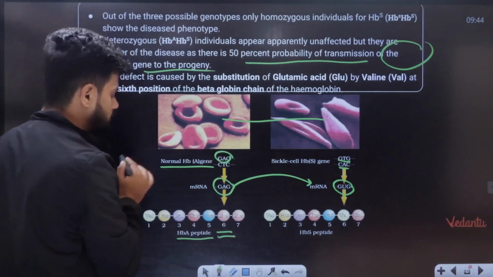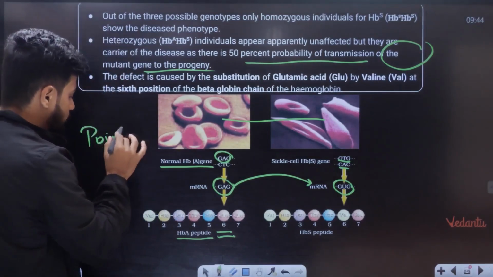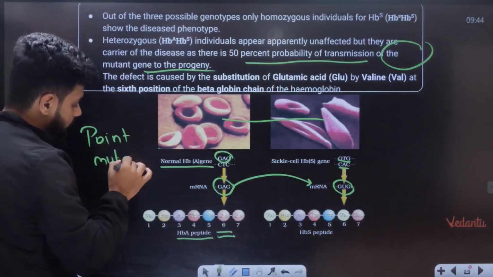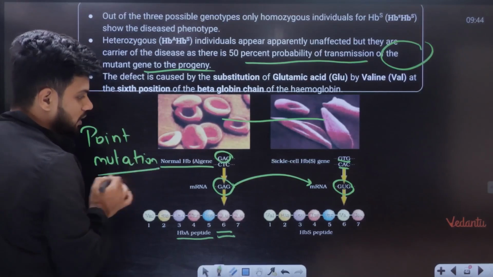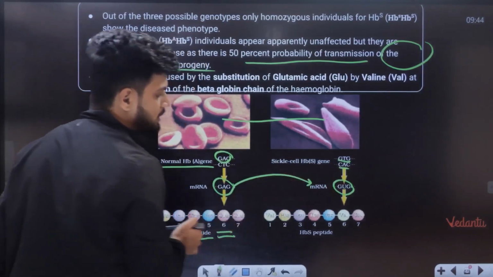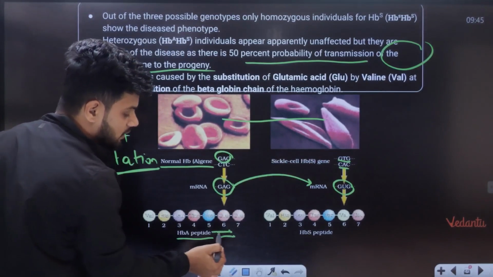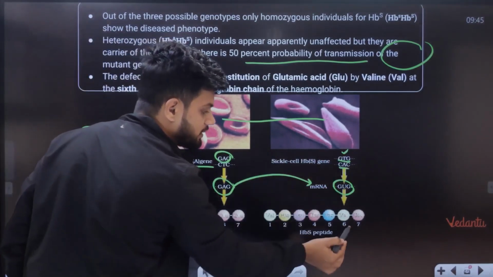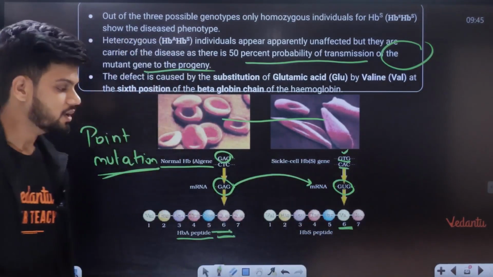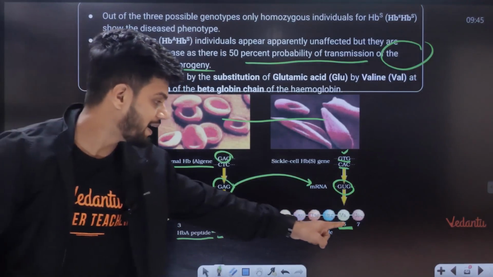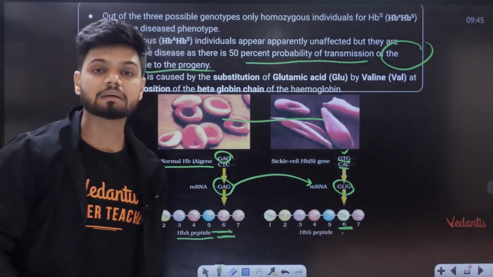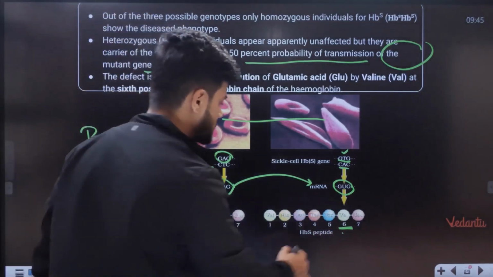One point mutation. What is happening here? Because of the point mutation, adenine is replaced by thymine. Because of that we have glutamic acid here, and because of one point mutation, we have valine here. So glutamic acid is changed to valine at the sixth position in the beta globin chain. This is valine now.